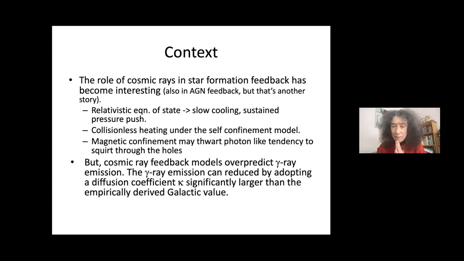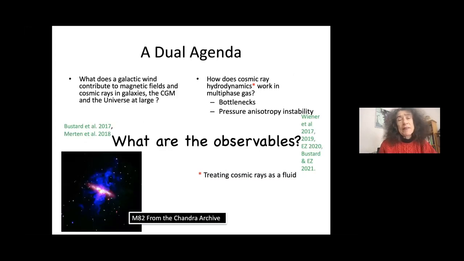But there is this looming issue, which is that cosmic ray feedback models overpredict the gamma ray emission that's been detected by Fermi and other instruments. And I think Phil Hopkins and his group, more than anyone, have brought this out. The only cure that's been found is to assume that cosmic rays diffuse with a diffusion coefficient that's significantly larger than what has been empirically derived for galactic cosmic rays. That seems to be the best way to solve the problem, but there is a tension with local cosmic ray measurements. So that's the looming uncertainty that I'm coming from.